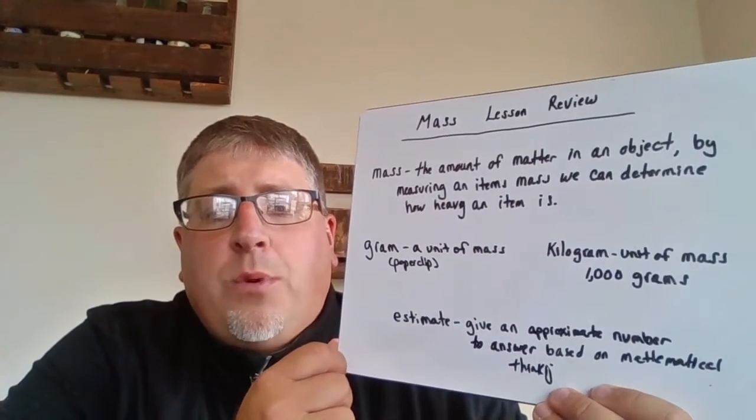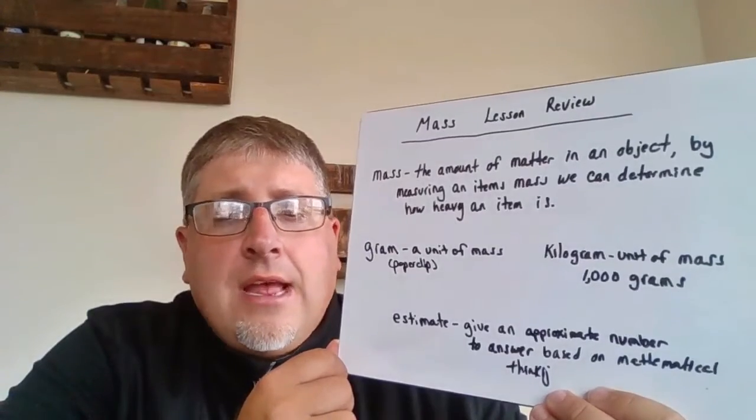Estimate: give an appropriate number to answer based on mathematical thinking. In an assignment, I may ask you to estimate how heavy these scissors are, how heavy a car might be, or how heavy your cell phone might be. You're just thinking mathematically. You're putting together an idea and saying, okay, I understand that a gram is the size of a paper clip, so that's not too much, and a kilogram is 1,000 paper clips. You're using that to estimate what something might weigh. Would you measure a car in grams? No, because that would be lots and lots of grams. You want to use a scale that is right for you.